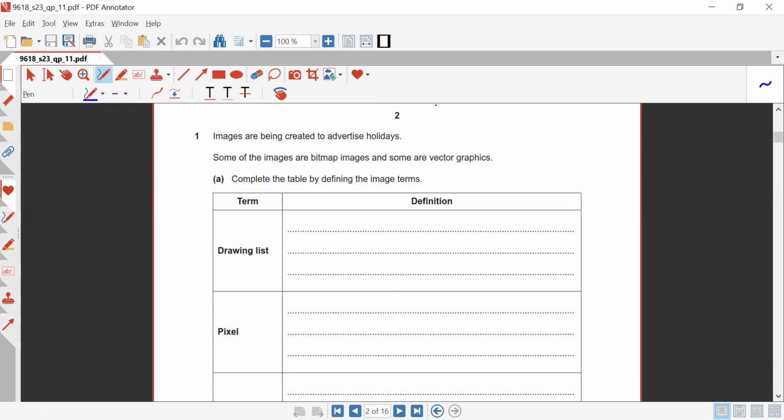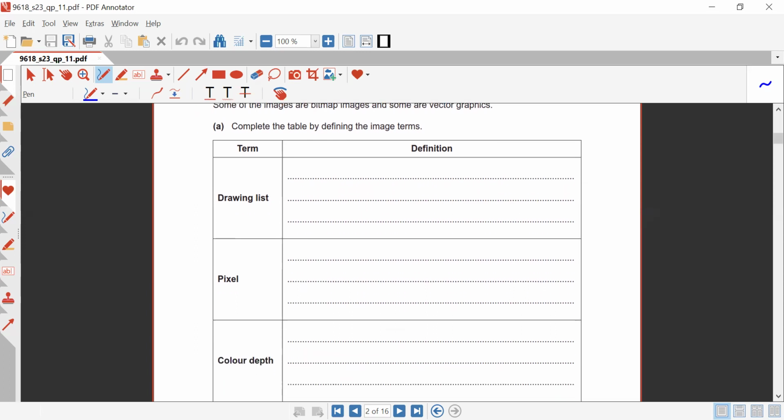Question number one, what does that say? Images are being created to advertise holidays. Some of the images are bitmap images and some are vector graphics. Okay, some of them are full images and some of them are with just the outline. That means the vector graphics. Complete the table by defining the image terms.